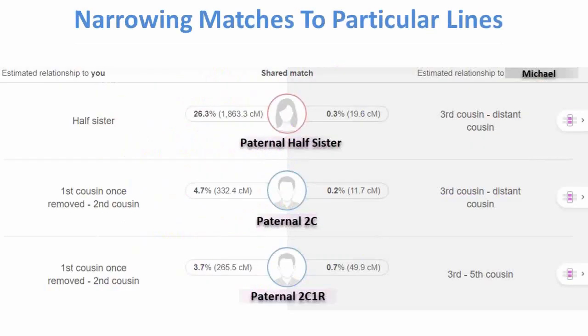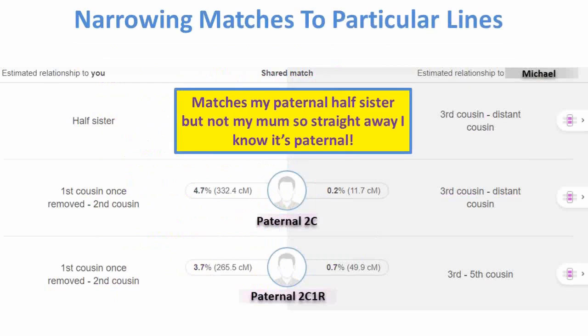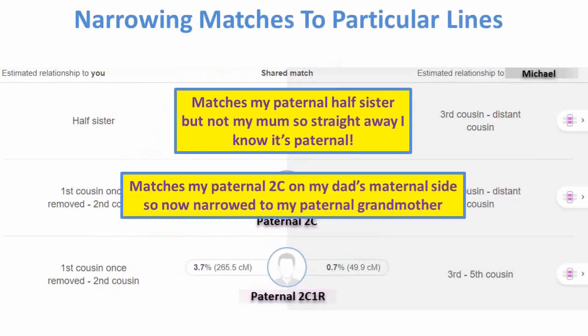So how does this narrowing work? Well, again, it's back to that key shared match list. There's a match here, Michael, he's the comparison match, and this time it's to me. He's matching my paternal half-sister. So straight away, I know this is a paternal match. He's not matching my mum. He's also matching my paternal second cousin on my dad's maternal side. So I now know that the match is on my paternal grandmother's line.